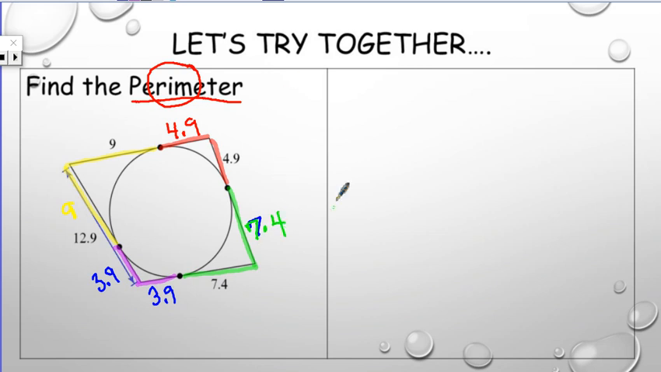Now I can answer the question. So I did my investigation on this problem. Now I need to go back and answer the question. What is the perimeter? Perimeter means to add up all the sides.